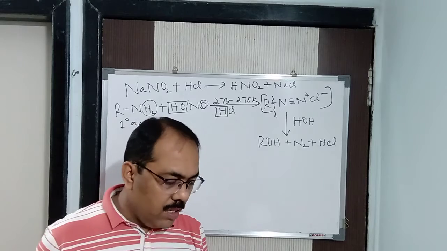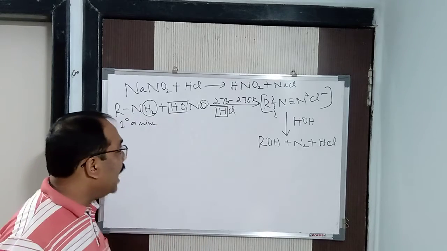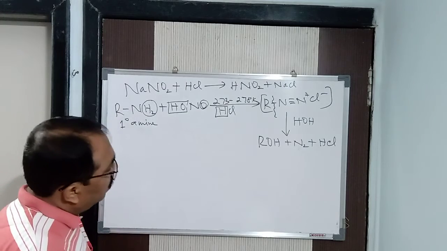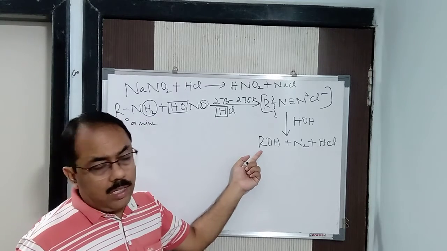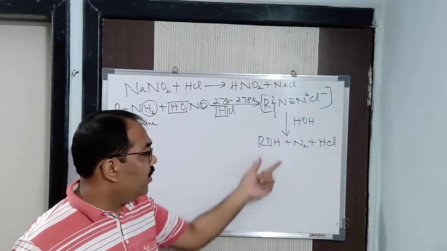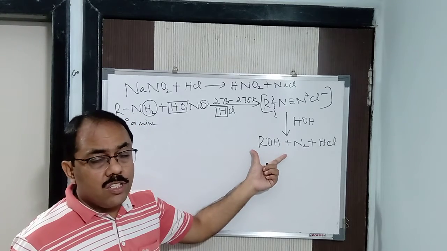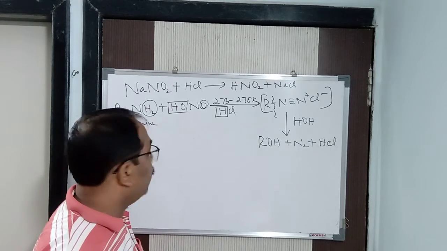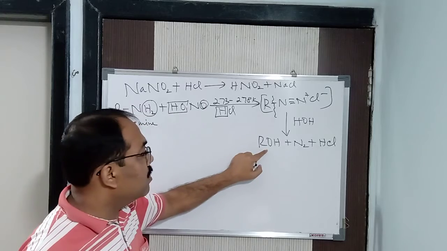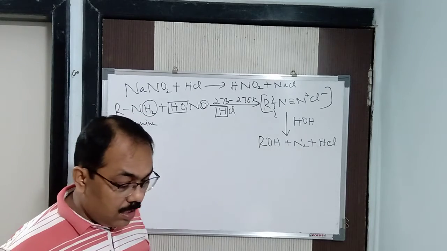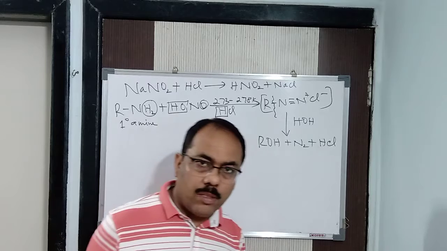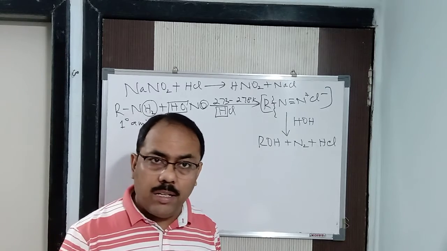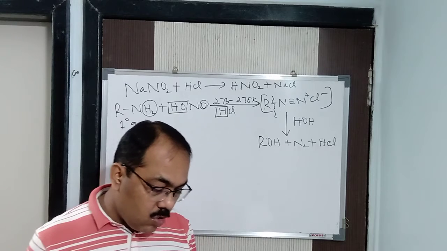Nitrogen is not released with the others. But if instead of R you take aniline, C6H5NH2, you will finally get C6H5OH, that is phenol, plus nitrogen plus HCl. So this reaction is used for the conversion to phenol. We have done it already in the phenol chapter. So it is possible with aromatic amines and primary amines, and not possible with secondary, tertiary and quaternary amines.